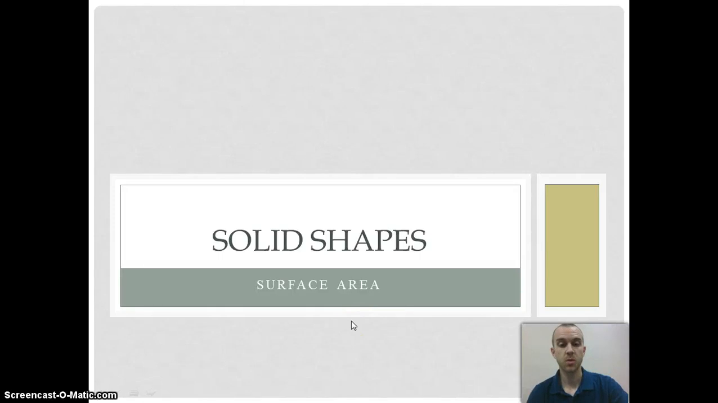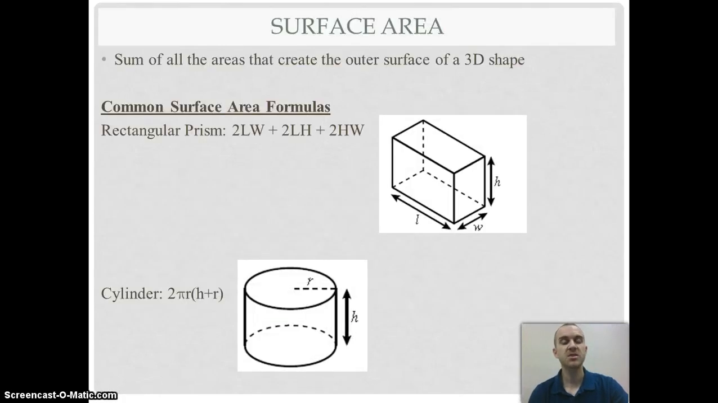In this video we'll explore surface area. Now surface area is the sum of all the areas that create the outer surface of a three-dimensional shape. Two of the most common ones that we can work with are the rectangular prism and the cylinder.